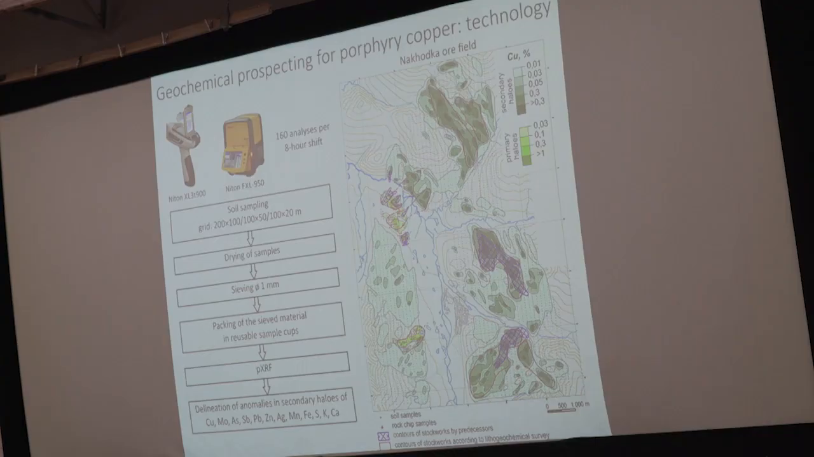Geochemical prospection begins with collecting soil samples within a given grid. Then soil samples are dried, sieved, packed in reusable sample cups, and finally analyzed. We managed to run 160 analyses per 8-hour shift with one analyzer. By the end of the season, we were able to upload the results to this project and delineate anomalies in soils. Actually, this rate of analysis enables trenching and drilling in the same season based on newly obtained analytical data.